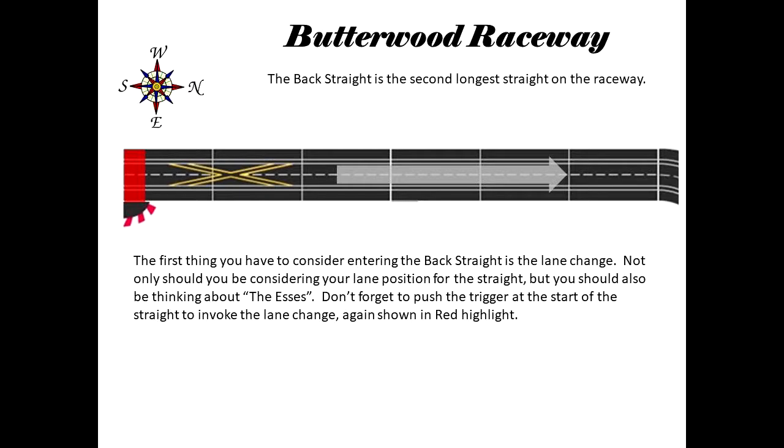Slide 16, the back straight. The back straight is the second longest straight on the raceway. The first thing you have to consider entering the back straight is the lane change. Not only should you be considering your lane position for the straight, but you should also be thinking about the S's. Don't forget to push the trigger at the start of the straight to invoke the lane change, again shown in red highlight.